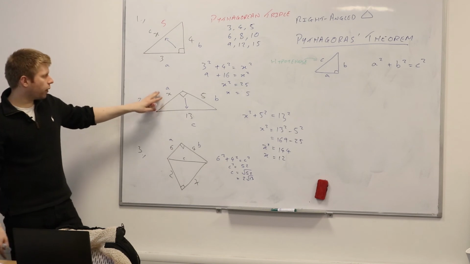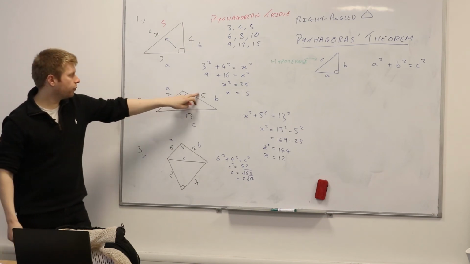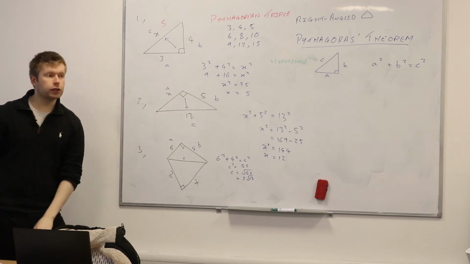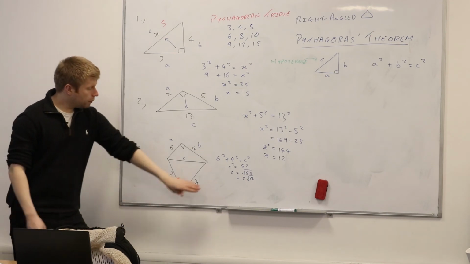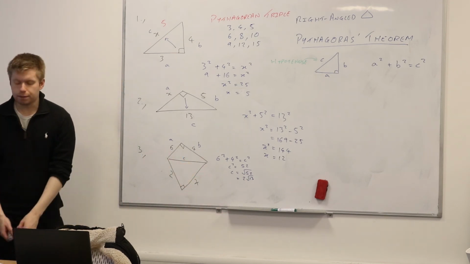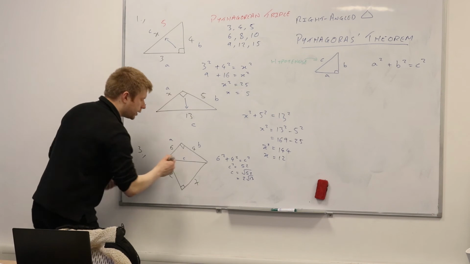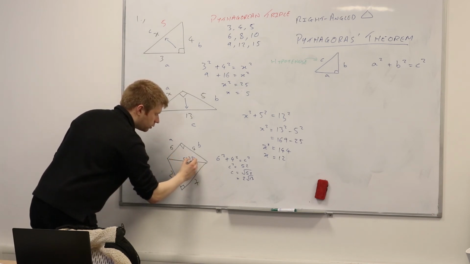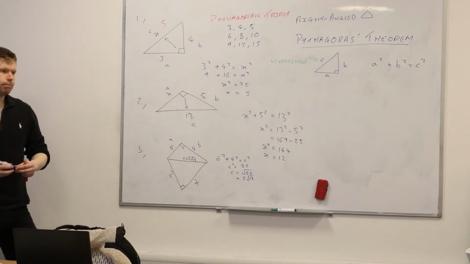By the way, we've got another Pythagorean triple up here, didn't we? 5, 12, and 13. Yes, that's another Pythagorean triple. But this one isn't. So in general it isn't. So now we know that this side is 2 root 13. How could we use that to find x?